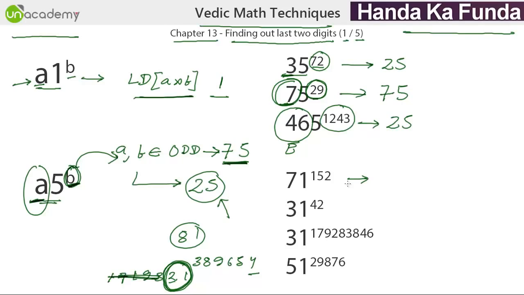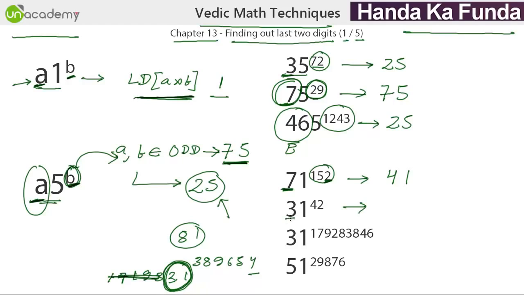In case of 1, you'll need to make some calculations. So let's do that. If you remember, what we said was it will be the last digit of A into B, that is whatever is A, the number before 1, and B, the power. So in this case, it will be 7 into 152, or the last digit. We only need the last digit, so we can just do 7 into 2. 7 into 2 is 14, so it ends in 4. So what will be my answer? My answer will be 41.